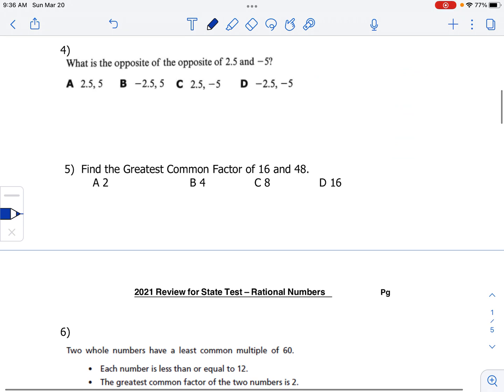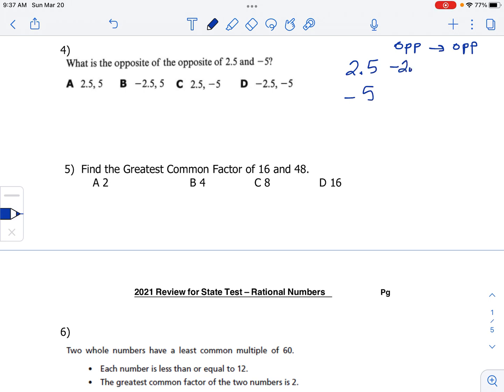Number 4, what is the opposite of 2 and 5 tenths and -5? So I'm going to write both numbers here. We're going to find the opposite first, and then we're going to find the opposite of that. That would be the opposite of the opposite. Well, the opposite of 2 and 5 tenths is -2 and 5 tenths. The opposite of -5 is +5. Now we're going to take the opposite of these two numbers. The opposite of -2.5 is +2.5, and the opposite of 5 is -5. So we're back to our original numbers here. That's choice C.